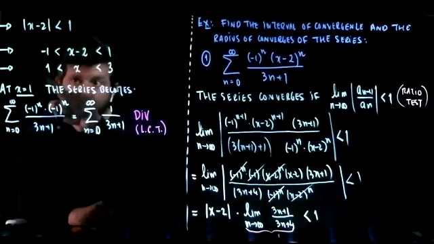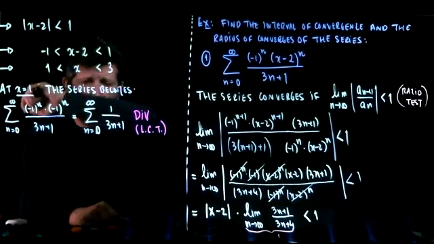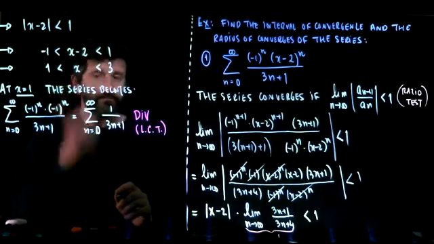So at 1, if x is 1, the series does not converge. So 1 is not included in my interval of convergence.